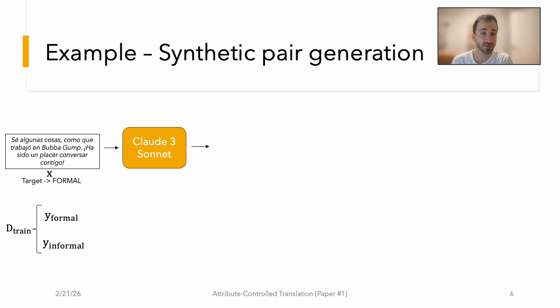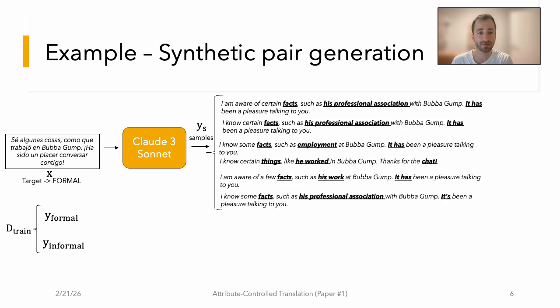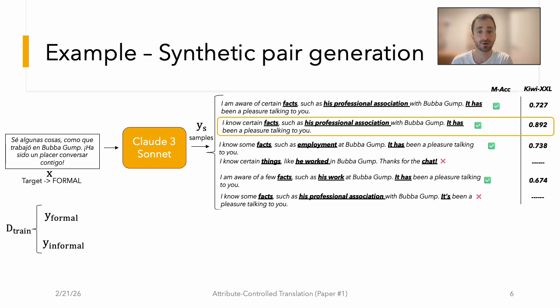So we start with a source sentence, in this case a Spanish sentence sampled from the training data. This sentence also has formal and informal translation variants in English, which are available as references in the training data. But our target in this case is a formal translation. So first we use an LLM, in this case Sonnet 3, to sample K formal translation variants. Then we check whether the translation matches the target formality with EMAC. Then we measure the translation quality of the valid sentences with EACL, and we select the best one.